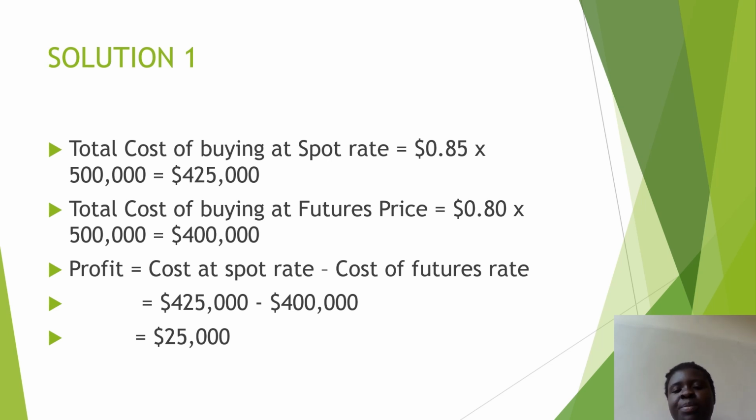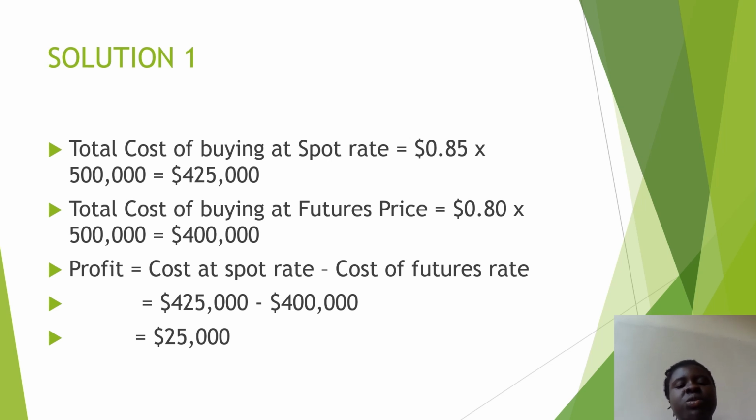Now that the person has entered into a futures contract with an agreed price, what will be the cost to the person buying at that agreed price? It will cost $0.80 times the 500,000, which is $400,000. So if the person is using the futures price in the contract he entered into, then the person would incur $400,000 rather than $425,000.